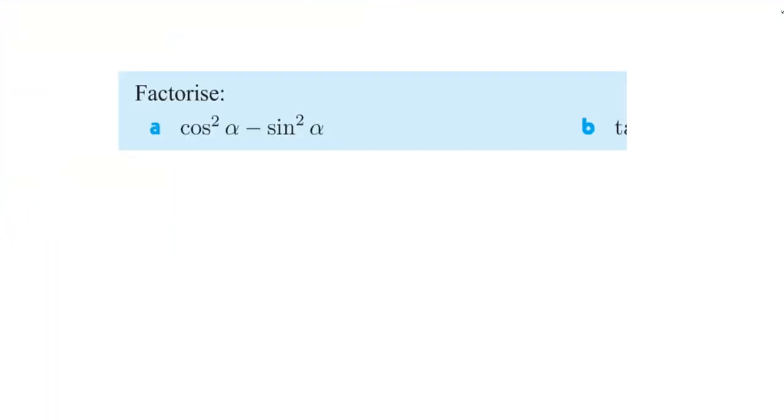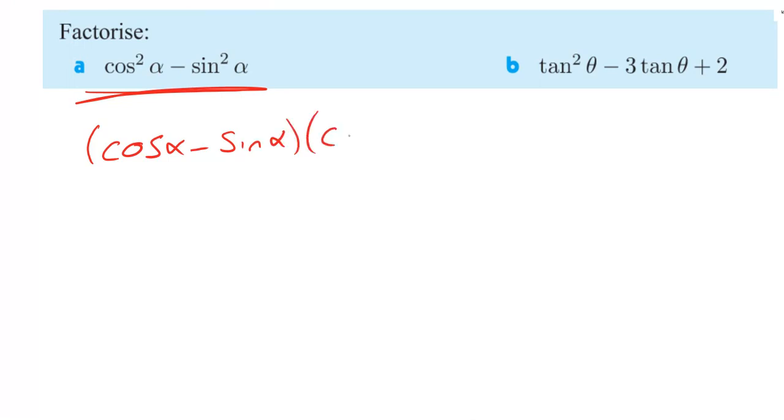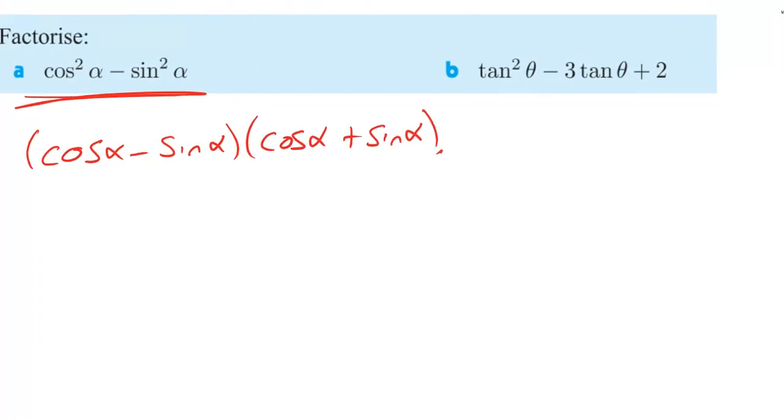Okay, so factorizing now. We're going to factorize these examples exactly as we would factorize anything else. The first one we should be able to spot is the difference of 2 squares. So we can just square root both of these 2 terms with a plus and a minus in between them in the 2 brackets. And we can say we've got cosine alpha minus sine alpha multiplying by cosine alpha plus sine alpha. In part B, it's a quadratic expression.